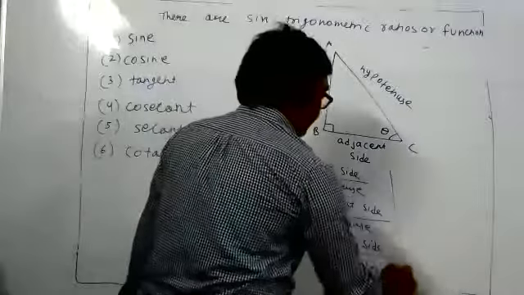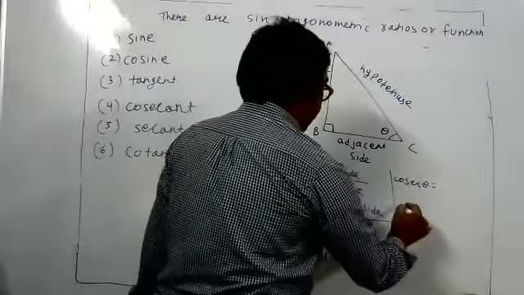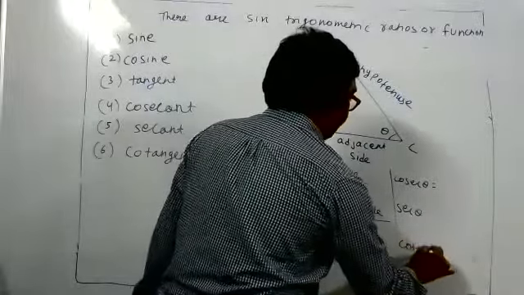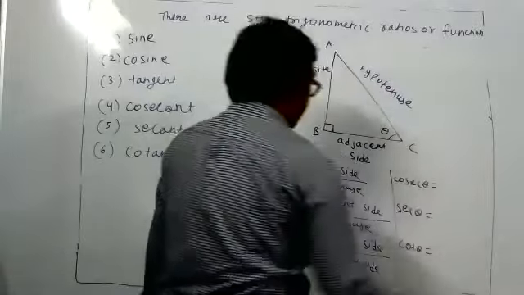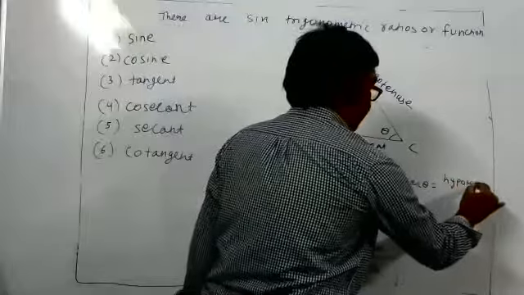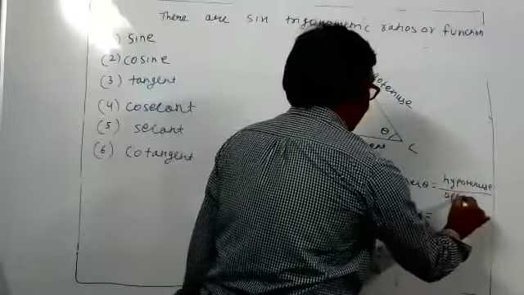Same way, cosecant theta. I hope all of you know this. Secant theta, cot theta. The reciprocal of sine theta is hypotenuse by opposite side. Write fast, I will erase the board as soon as I write.